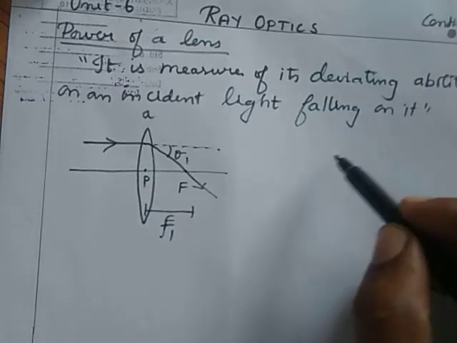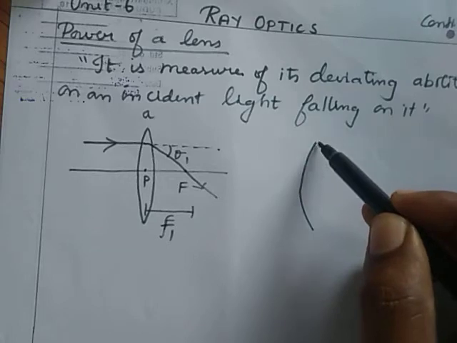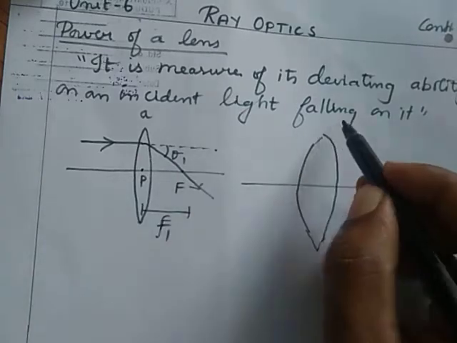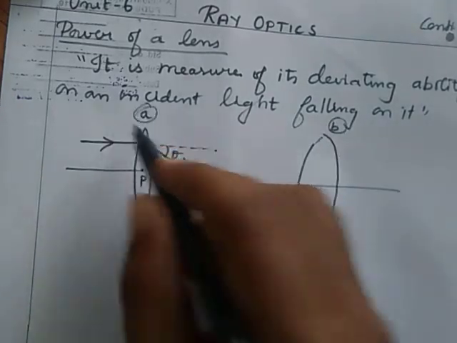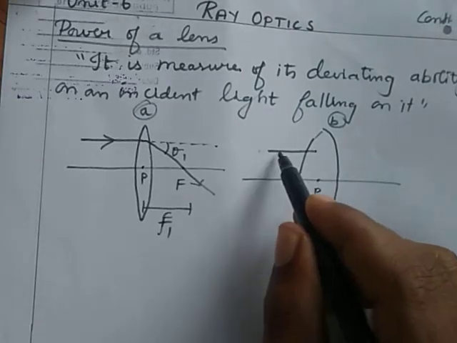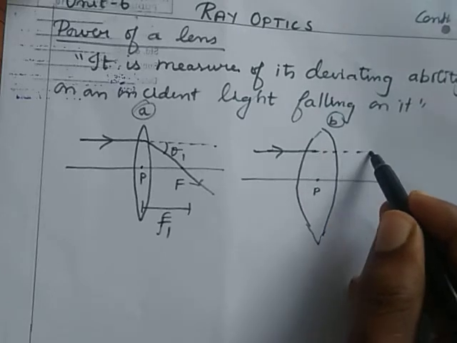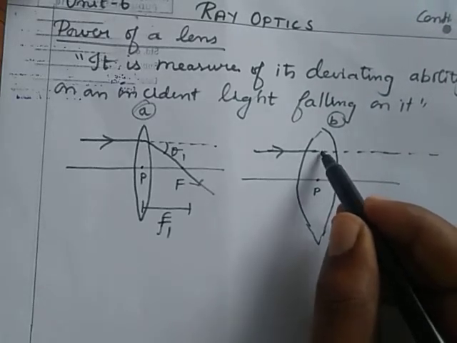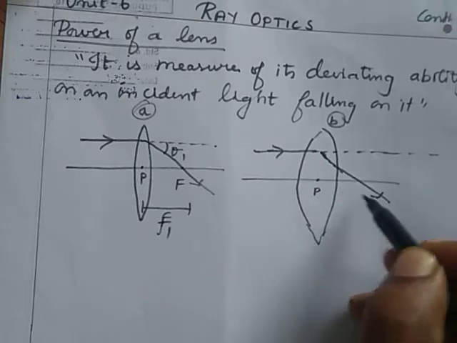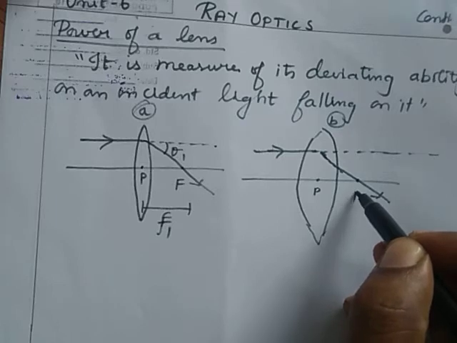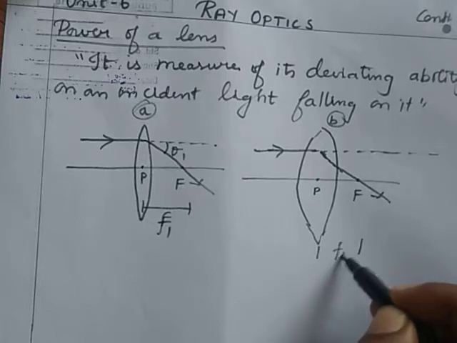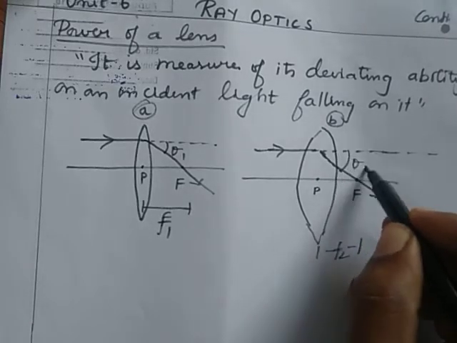Next I consider a bulky lens, like this. It is bulkier than the lens A. This is the lens B. Here also a ray of light comes parallel to the principal axis. It is extended like that, then it will deviate its path through the principal focus F. Here this focal length is F2. Here the angle is theta2.